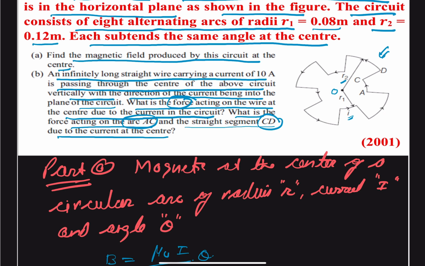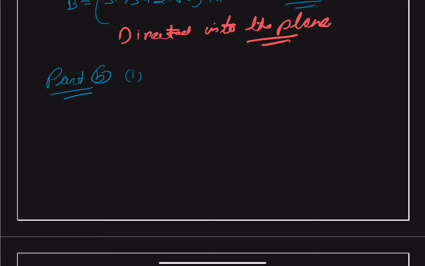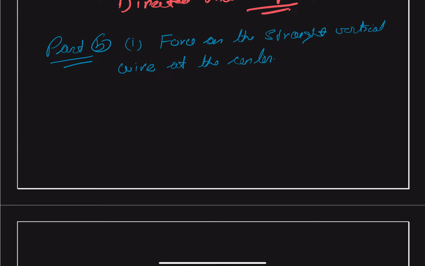Okay, so we have CD and arc AC. In the first part, we are going to find out the force on the straight vertical wire at the center. In this case, the wire is vertical, so we can say the current in the wire is along the Z axis.